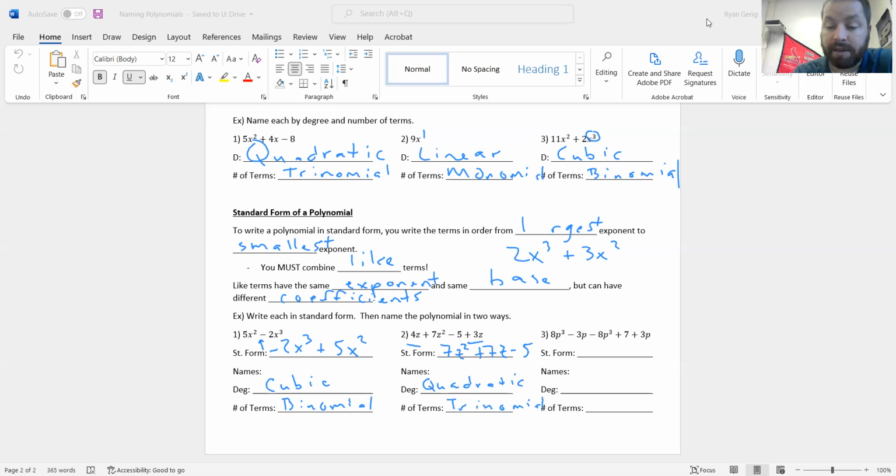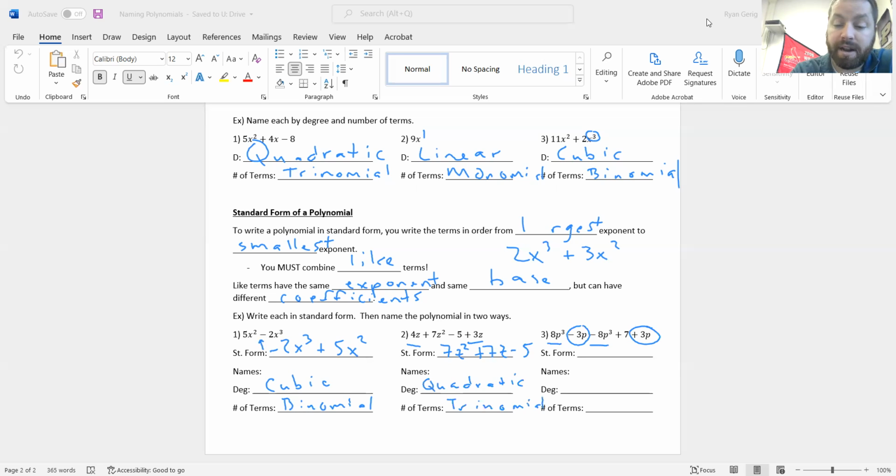Last one, nice long one there. 8p to the third. And there's another one, so I'm gonna underline those. I got a negative 3p, I'm gonna circle that and circle that. Make sure the symbols are the same. So if I underline the p to the thirds, I'm gonna do something different with the p's.